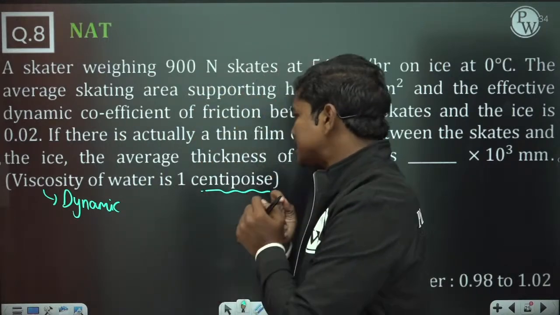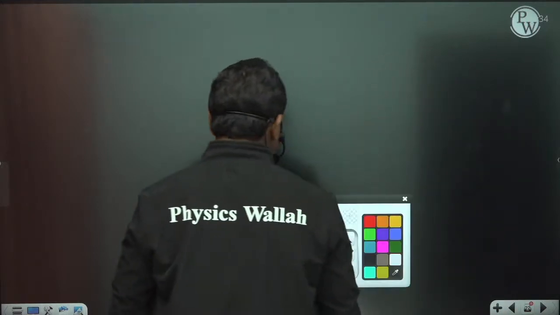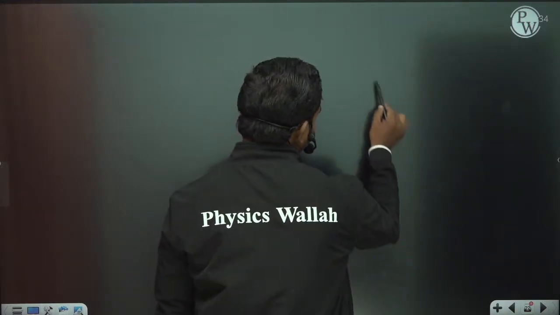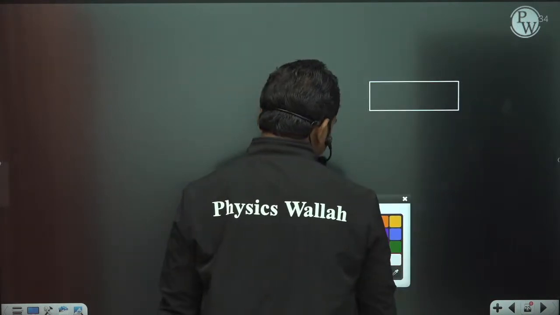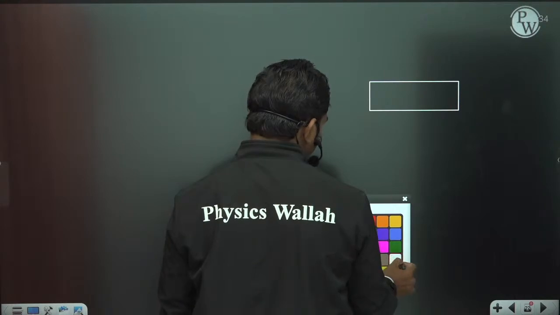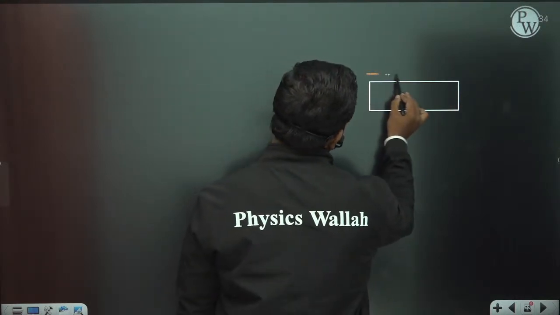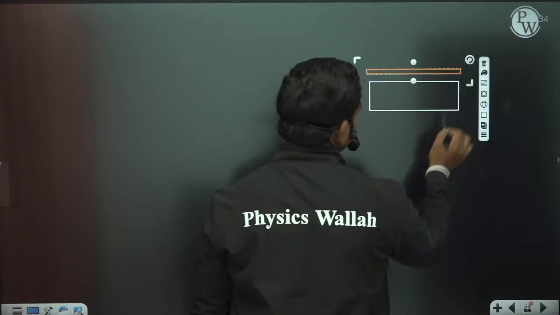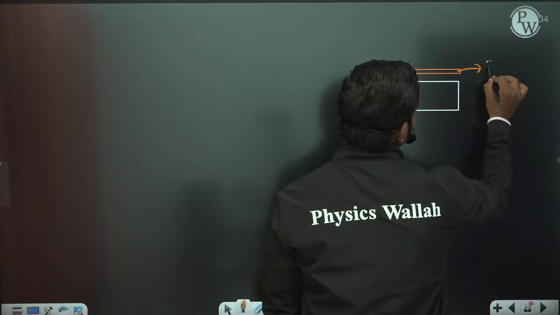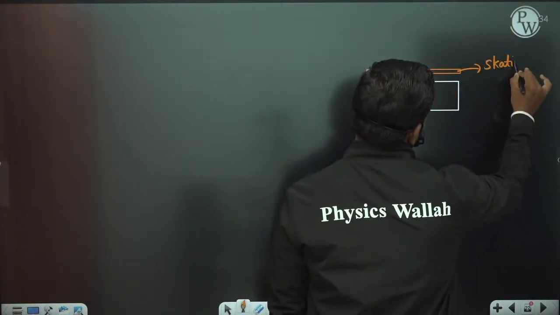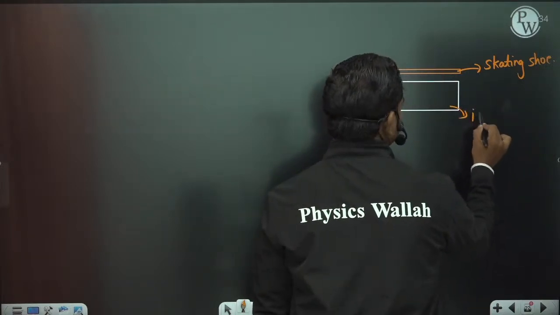So now let us try to understand some things here. Let us suppose this is the ice block, for example, this is the ice, and let us suppose this is the base of the shoe of the skater. For example, this is some shoe sole, this is the skating shoe, and this is ice, of course.